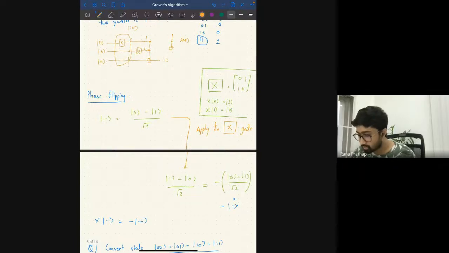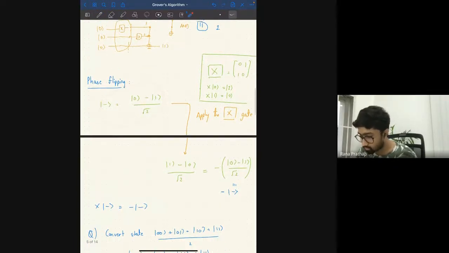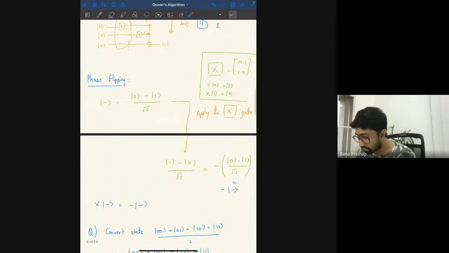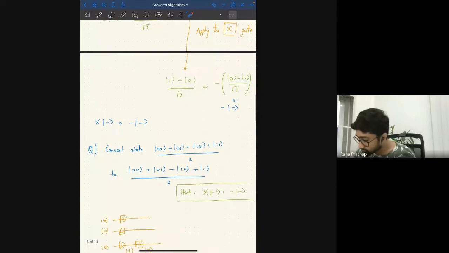And one more idea, I'm pretty sure you know about this. It's phase flipping. So suppose we have a minus state, and then we apply an X gate on it, then it turns out it becomes a minus of the minus state. And this will be used, as you know, in Grover's to tag a specific solution so that later you can flip it, right?